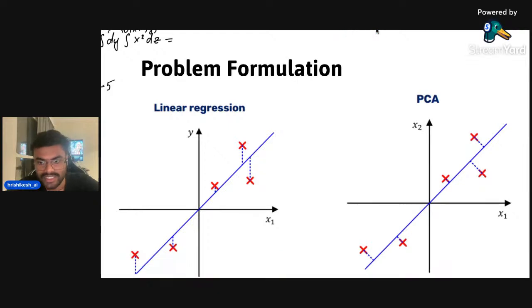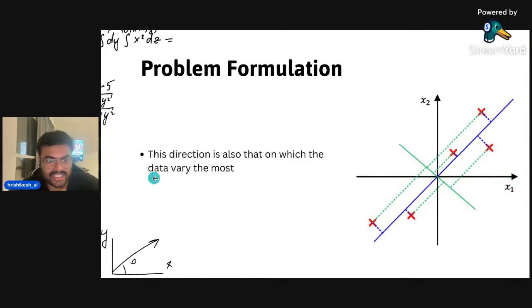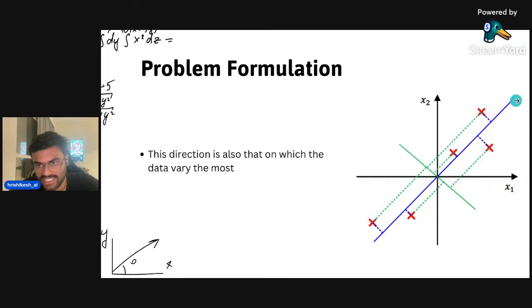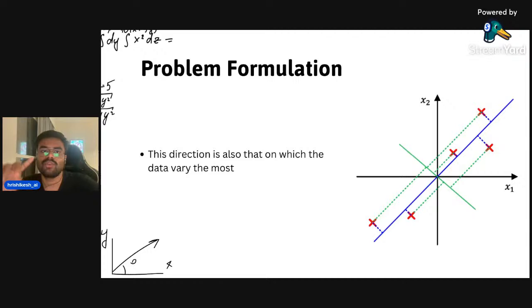If you have any doubt here, we can just see in a very different way. But this is the main, very major thing which differentiates PCA a lot. Okay, so here we have drawn that. Now pick the direction which minimizes the projection error. So this is the direction which we got. And this direction is also that on which the data varies the most. So this line which you can see here, the blue one, is PC1, principal component 1. And this line which you see here, the green one, is PC2, which is principal component 2.